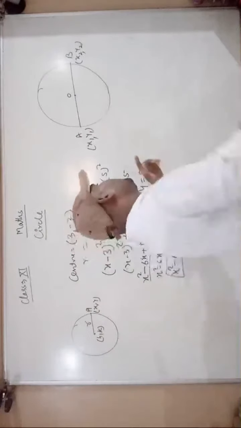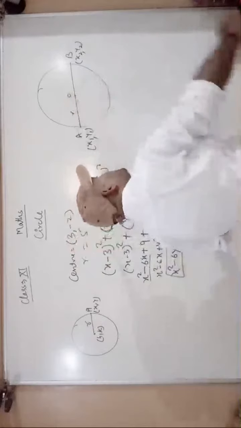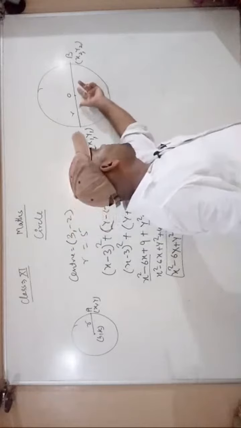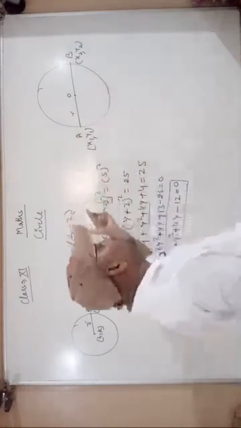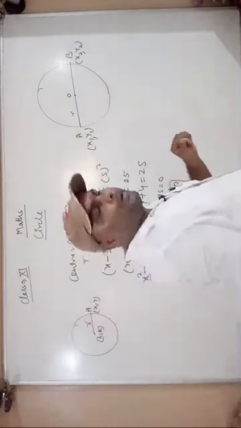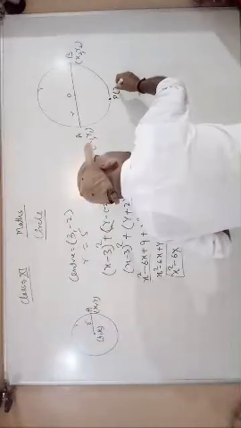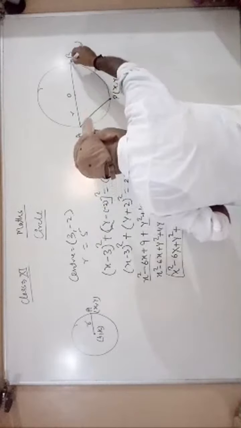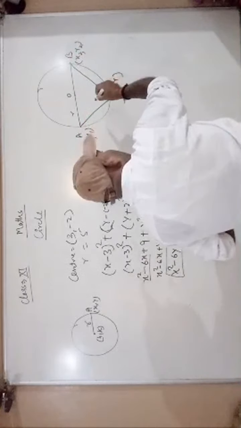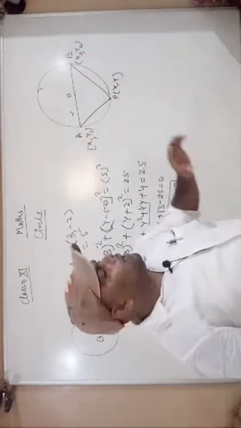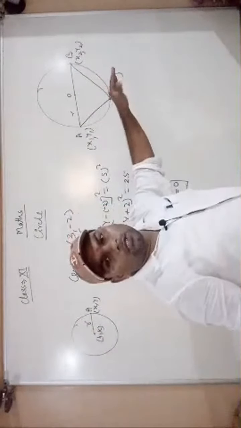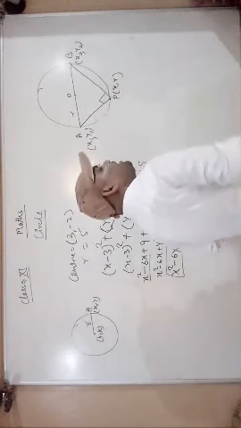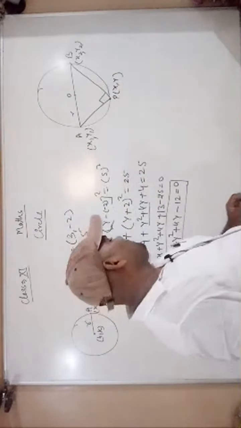Now again, let the radius be r. Now we can use the midpoint formula, and then we can go through the previous method. Or another way: take any point P whose coordinates are x, y, and join PA and PB. Now we have learned that the triangle in a semicircle is a right angle triangle. That means this angle is 90 degrees.